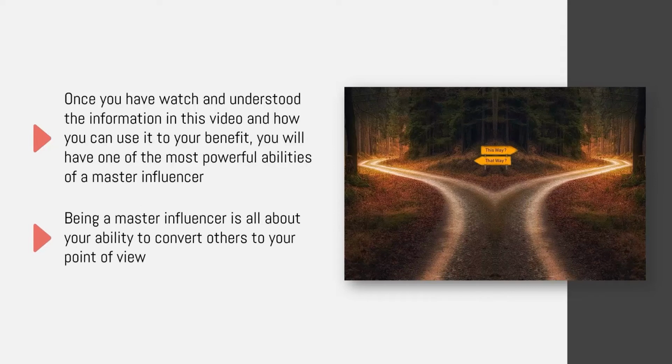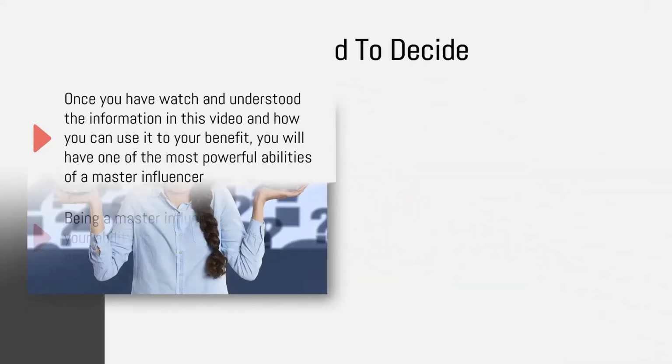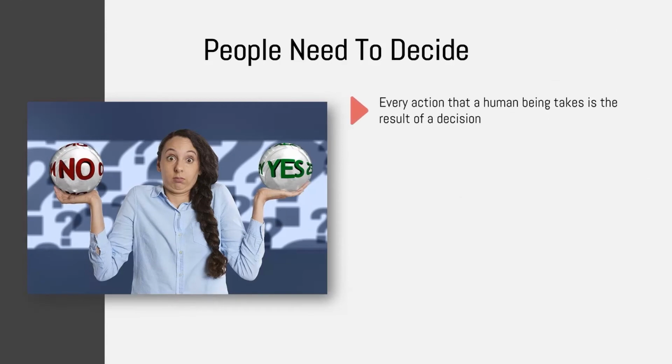Being a master influencer is all about your ability to convert others to your point of view. In other words, how effective you are at getting them to take the action that you want. For your audience to take the action that you want, they have to decide to do this on a conscious or subconscious level. People need to decide. Every action that a human being takes is the result of a decision.